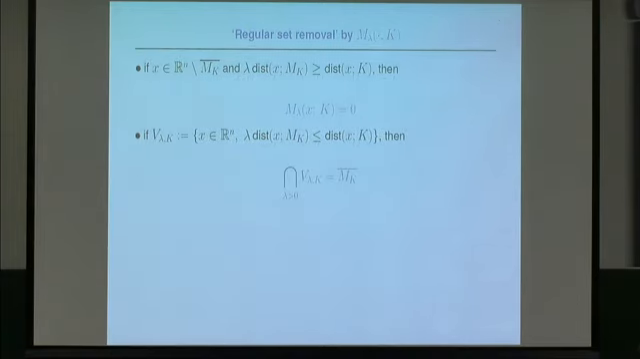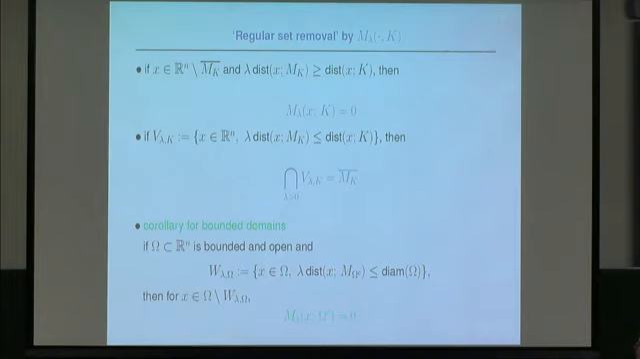And in fact, this set depends on lambda. And so if we define V lambda k to be the set of points where lambda times the distance to the medial axis is less than or equal to the distance of x to k, then the intersection of these sets is just the closure of the medial axis. Right? And so what this is telling you is that for these points x, the medial axis map just gives you 0.